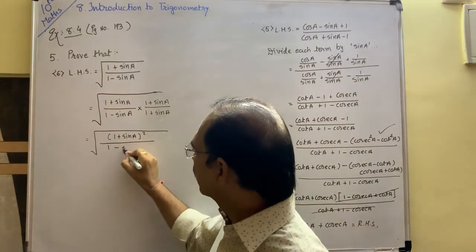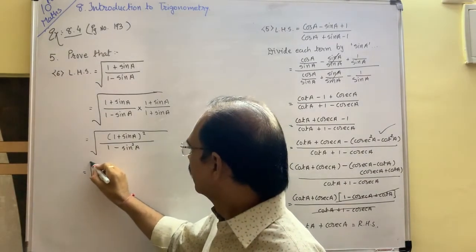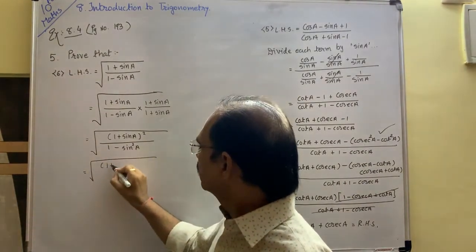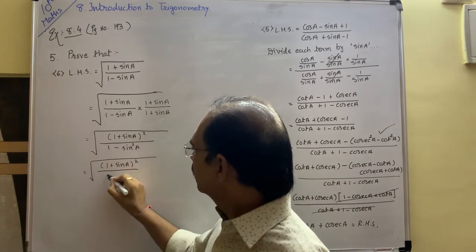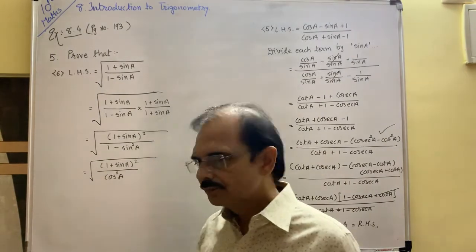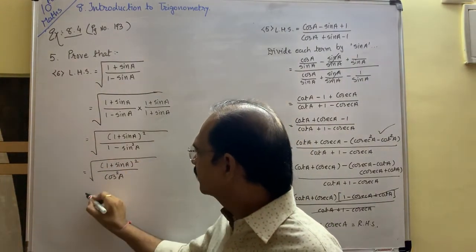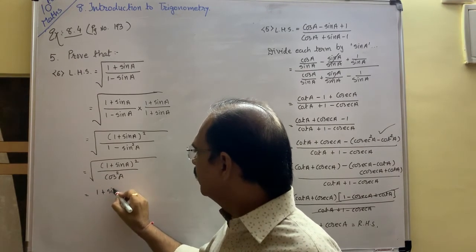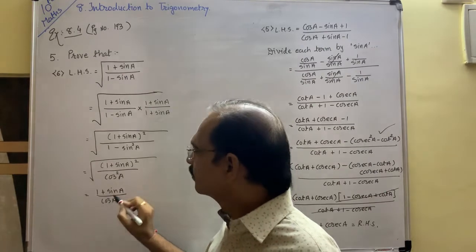1 square minus sine square. 1 plus sine a the whole square. 1 minus sine square means cos square. Now square and square root cancel. Here also square and square root cancel. So it will be 1 plus sine a upon cos a.